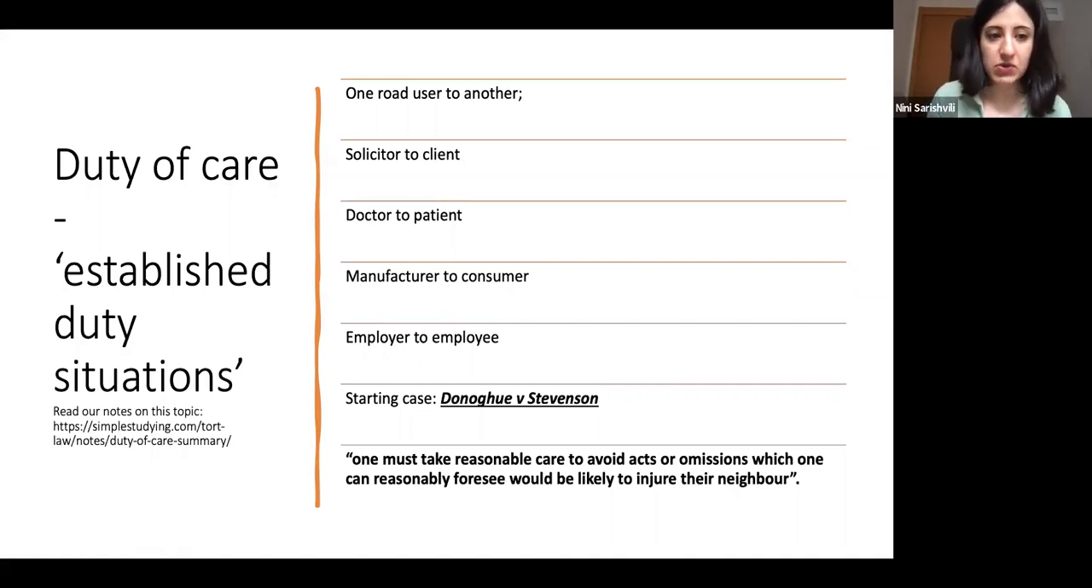The duty of care requirement. The traditional duty of care scenarios are one road user to another, solicitor to client, doctor to patient, manufacturer to consumer, employer to employee. However, you're still required to apply the case of Robinson, even if it fits into one of the recognized duty categories.